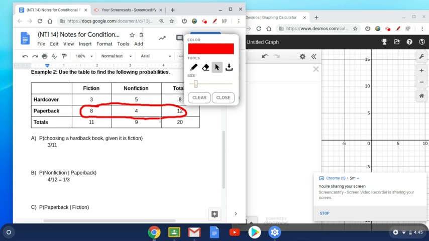The biggest mistake I see people make is they'll say 9 out of 12. They know that paperback goes on the bottom, so they'll put a 12 there. But it's not the total number of nonfiction. It's the nonfiction books that fall in that paperback row that goes on top.